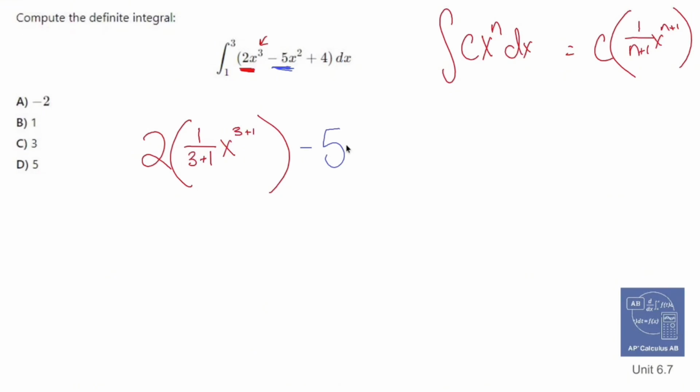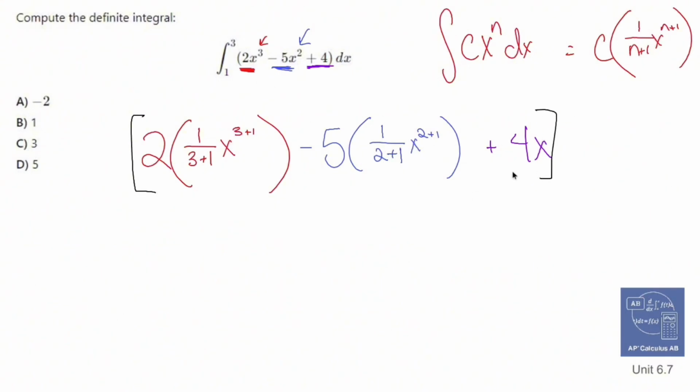Minus 5. My n here is 2. So 1 over 2 plus 1, x to the 2 plus 1. Now, if you're given just a constant, just attach x. Don't overthink it. So let's clean this. Oh, and by the way, with all of this, I still have my limits of integration of 1 to 3. I can't forget that.